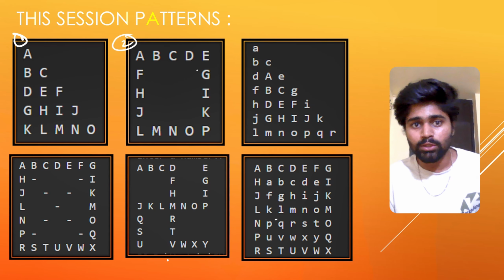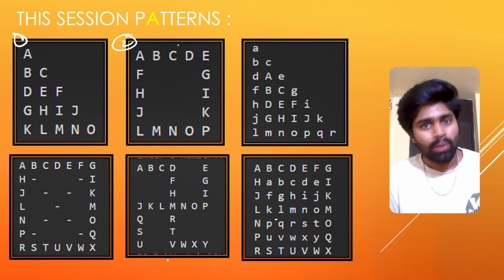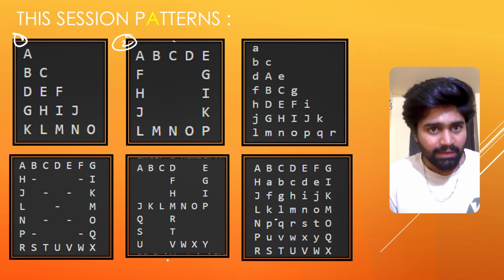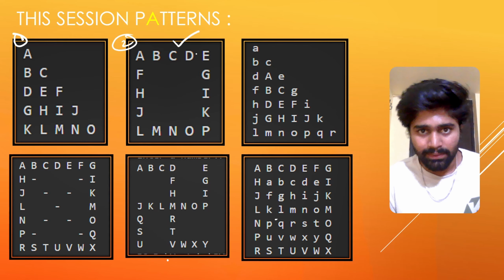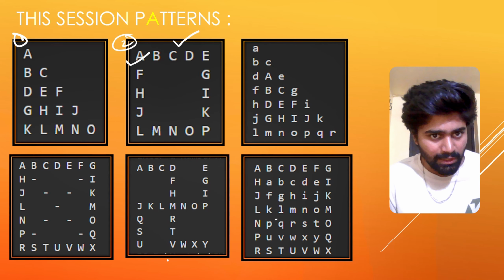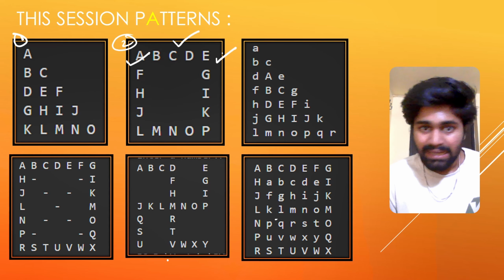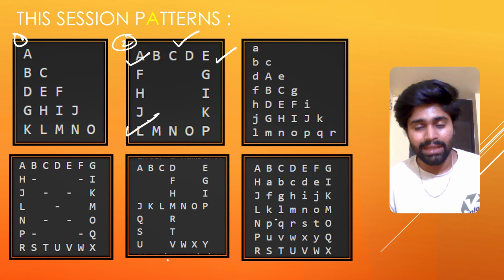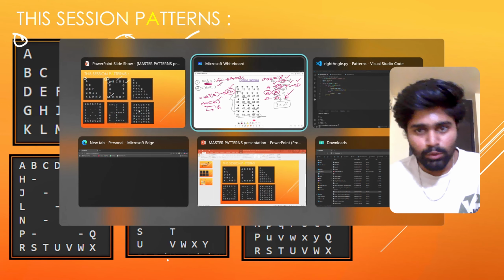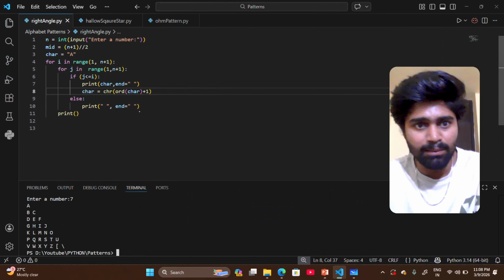So now let's dive into the second problem, the second type of pattern. I think you already know the logic to print this hollow square. What is the logic to print the hollow square? Whenever i value equals 1, we need to print the character. Whenever j value equals 1, we need to print the character. Whenever j value equals n, we need to print the character. Whenever i value equals n, we need to print the character. So please go and write the logic. Within seconds you can write it.